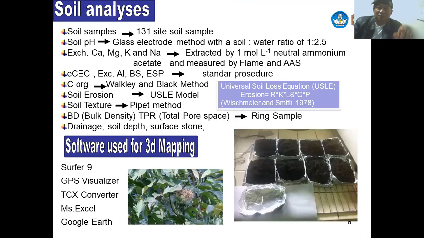We collected 67 soil samples for all land use types, soil types, and topographic positions, and we analyzed pH, base saturation, cation exchange capacity, organic carbon, soil erosion, soil texture, bulk density, and total pore space. Then we used software for the mapping dimension: ArcGIS, GPS Visualizer, Microsoft Excel, and Google Earth.